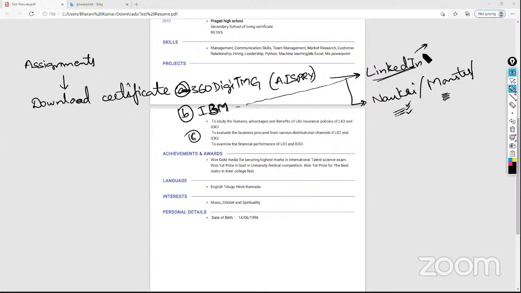Mention it in the title line itself so that people who watch your profile clearly know that you're looking out for a change.